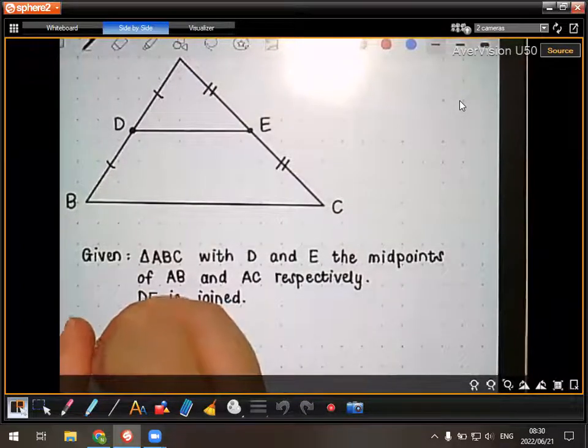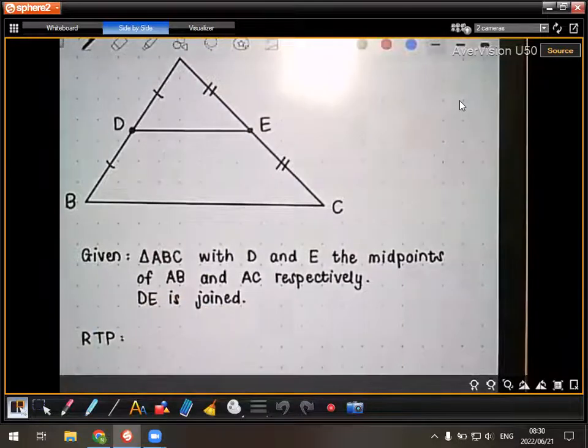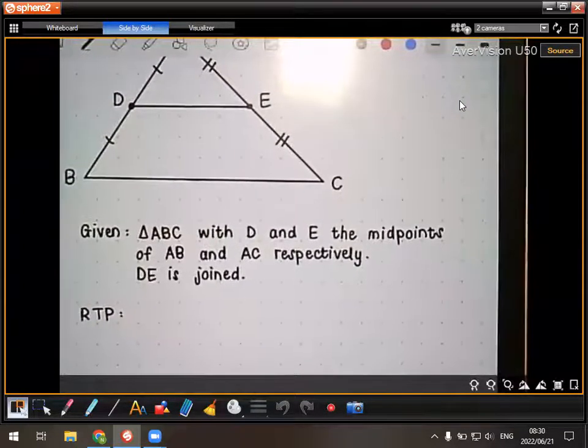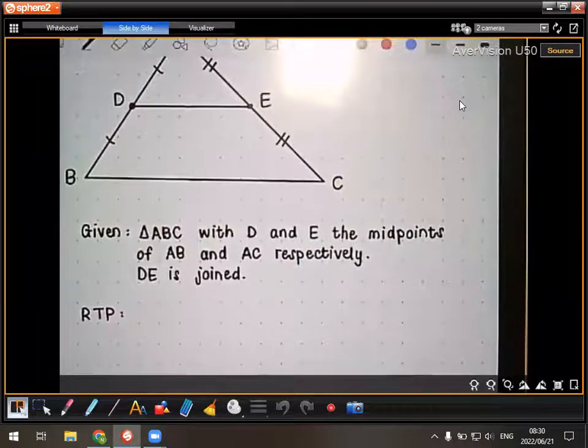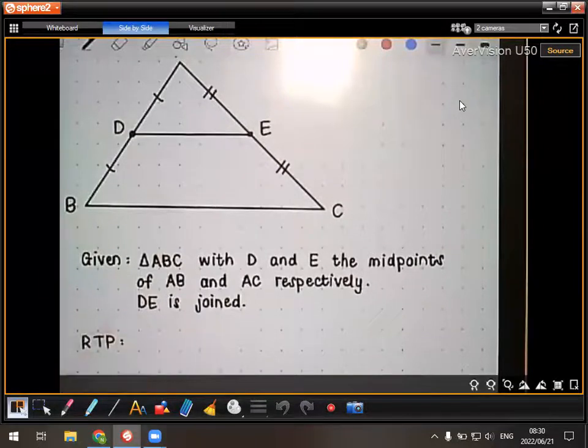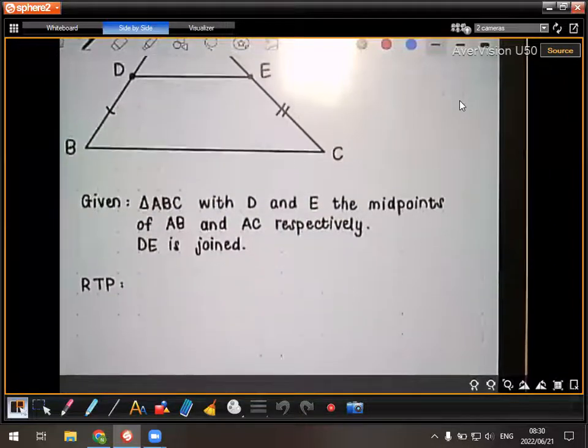Now, RTP, required to prove. Okay, now guys, the RTP, you might have to fill this in. They might fill it in for you. All right, but basically the required to prove is what the theorem states. So what does the theorem say? If all this information is given, then DE is parallel to BC, right? And DE is half the length of BC. So that is what we have to prove. Okay, so that's going to be the required to prove part.